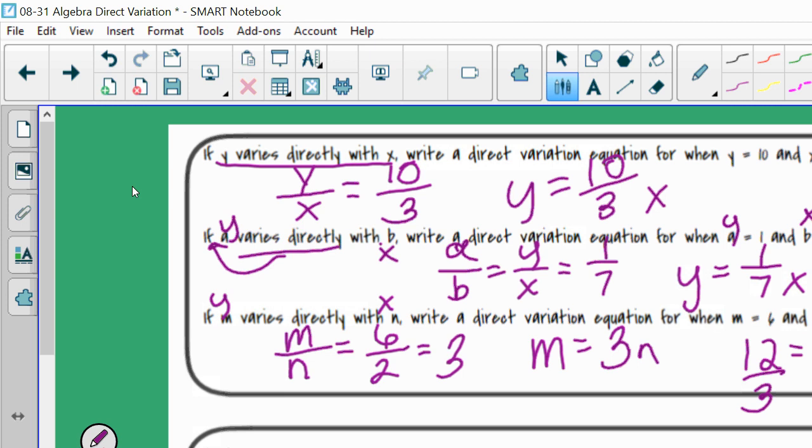So the difference between 7th and 8th grade, guys, is that they are wanting you to write the equation and use the equation to solve. In 7th grade, you guys just solved. Now we're writing the equation. We're writing the equation now.